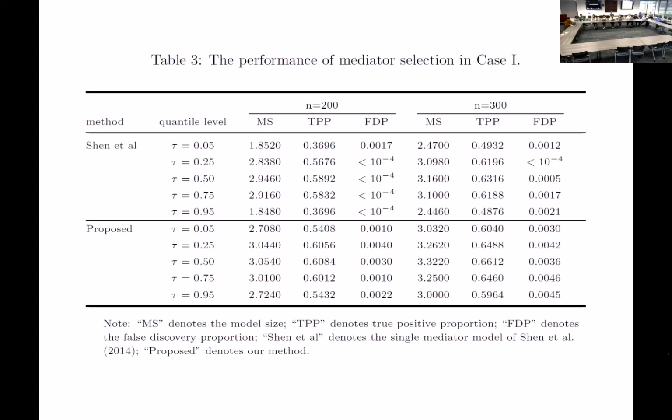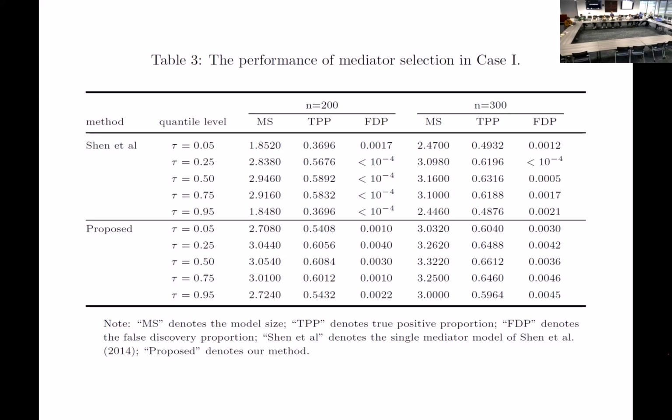This is for case 1. Comparing our model to Shen's model, you see we choose more mediators than they did. The model size is larger in our model, and the TPP, the true positive proportion, is higher in our model. And for FDP, theirs is actually smaller, but ours is pretty good, well below 0.05. Their method seems too conservative because their FDP is too small. As a result, the TPP is smaller compared to our method.